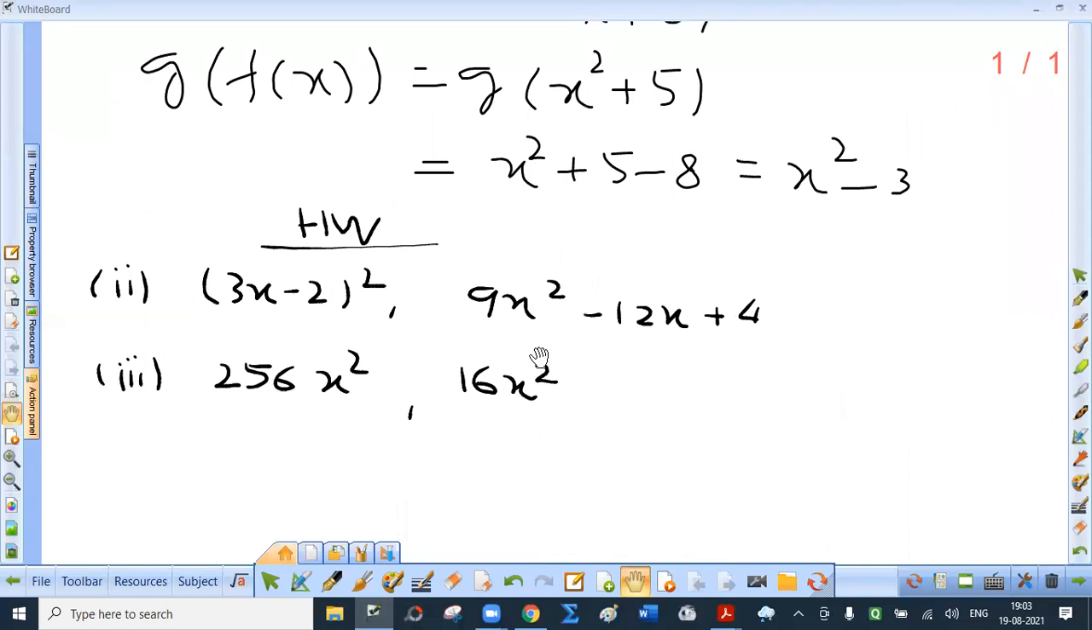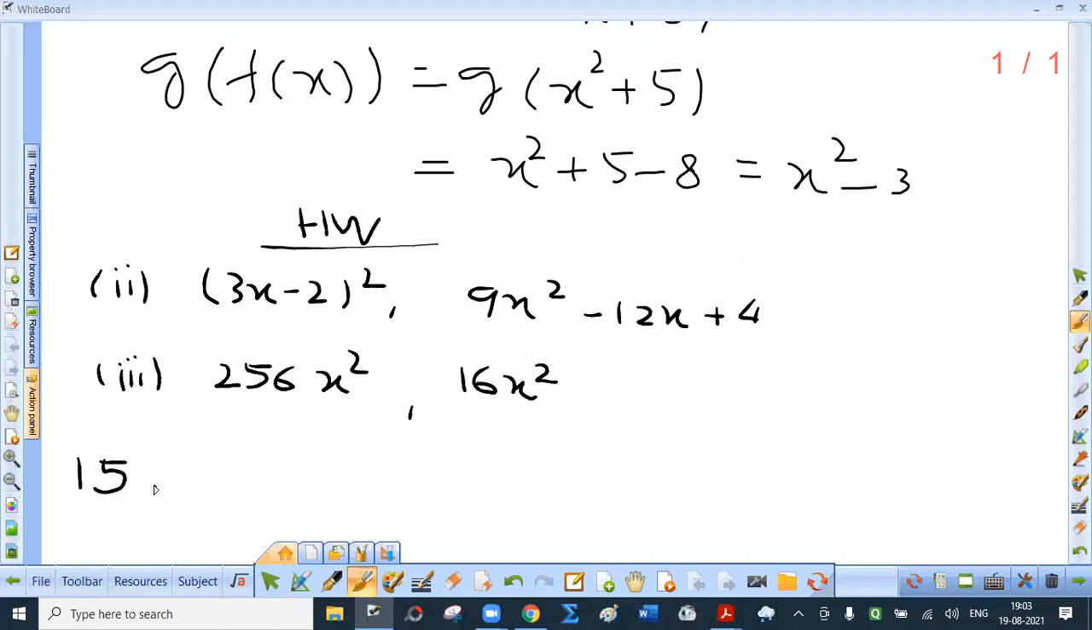Take your own time. Now 13th, 14th are similar. Show that f of g of x is x, in 13th, what is asked? f of x is x, and 14th, f of g of x is x. So we'll be doing sum number 15.